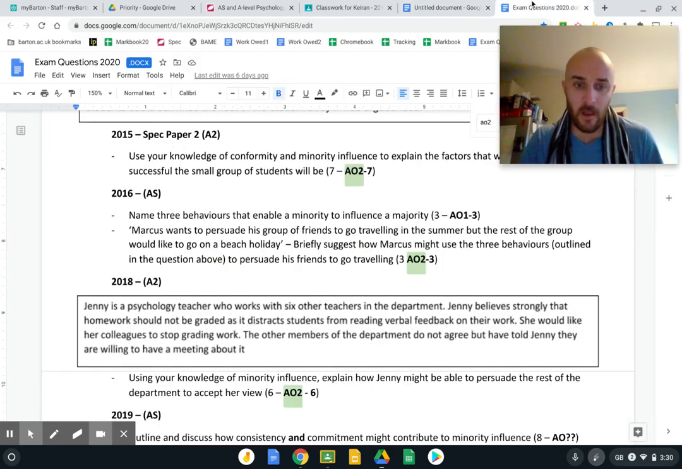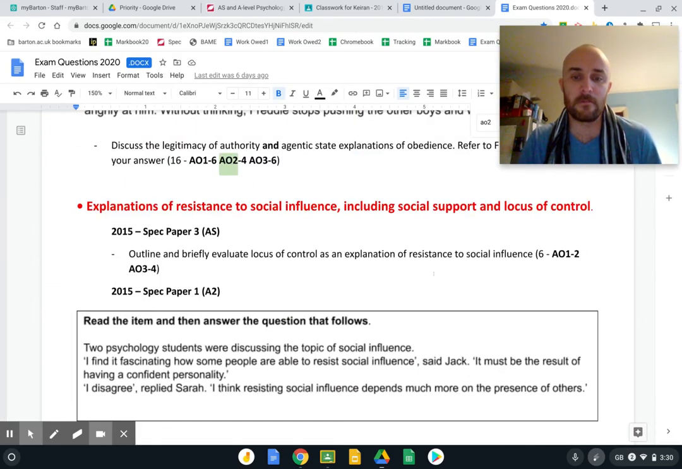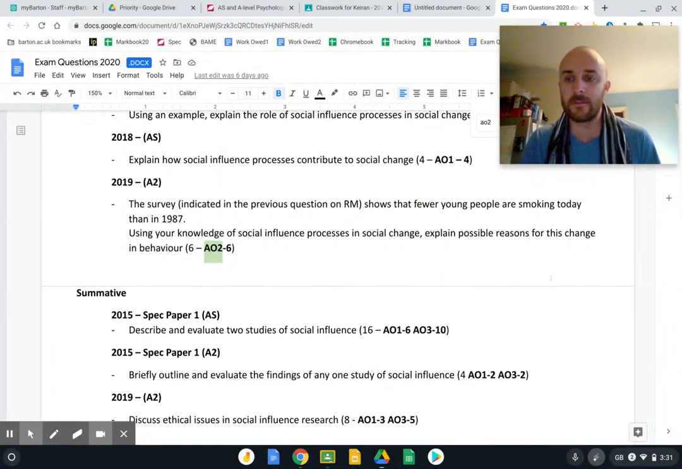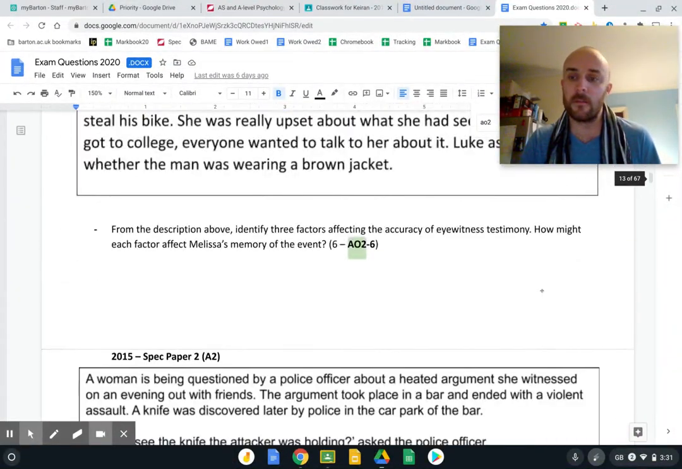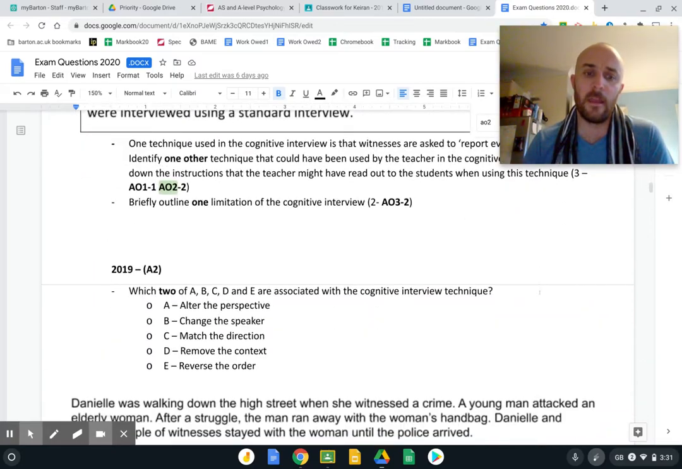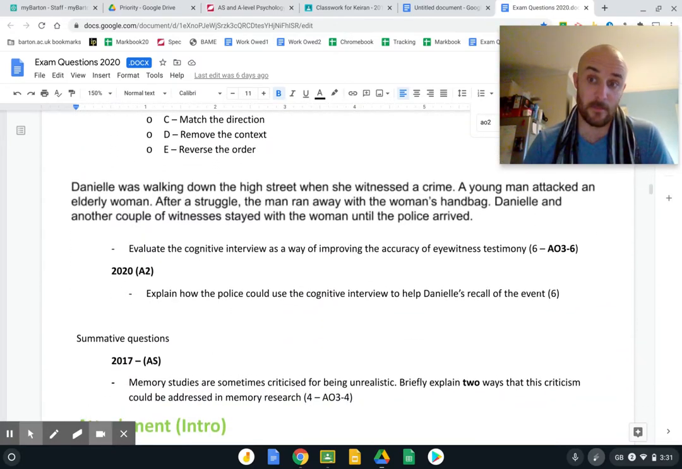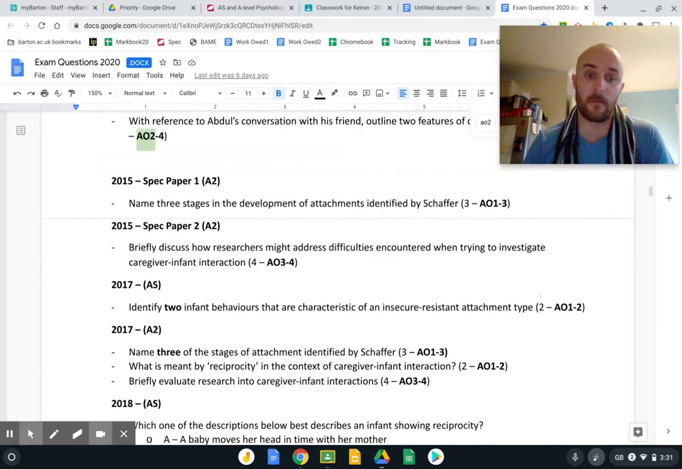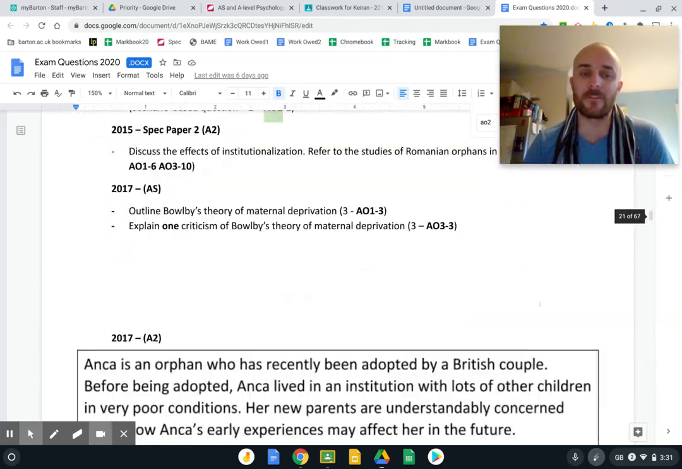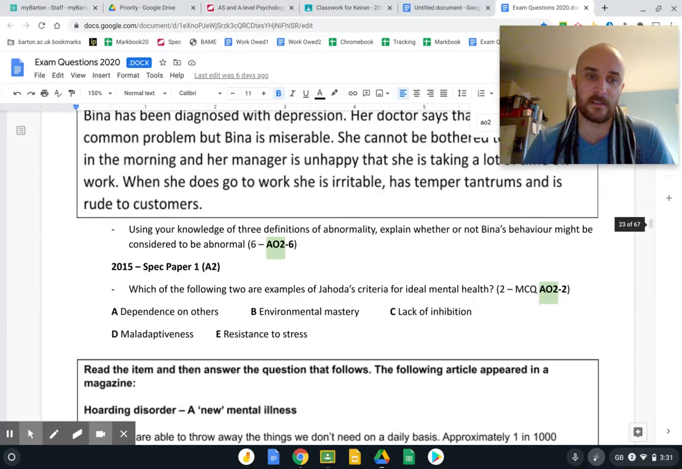So lastly, the other place you are very likely to see AO2 is in 16 markers. It comes up a lot, to be fair. These are what are called the 646 papers, or the 646 questions.